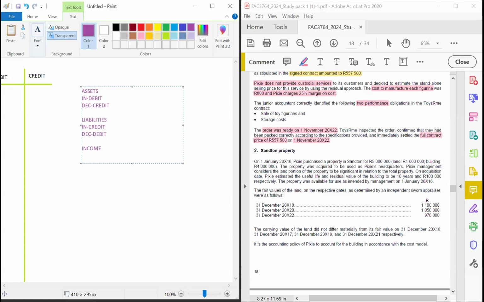Income increases on the credit side and decreases on the debit side. Expenses increase on the debit side and they decrease on the credit side. So this is the fundamental of accounting.